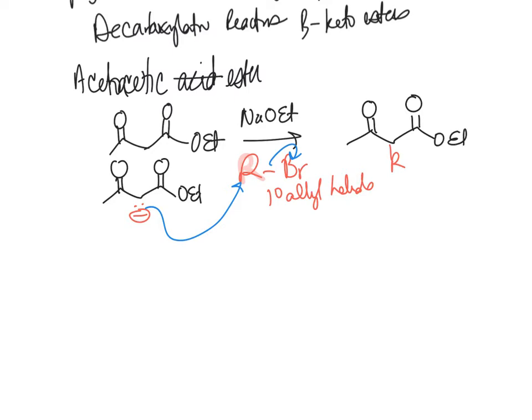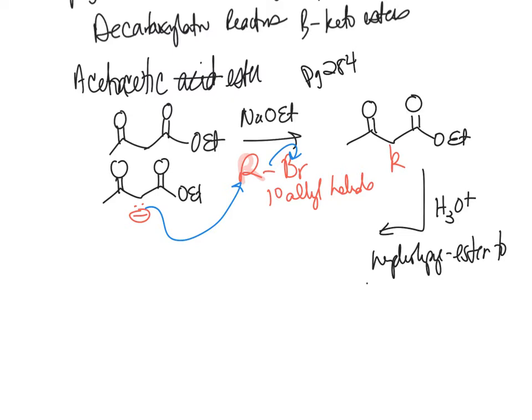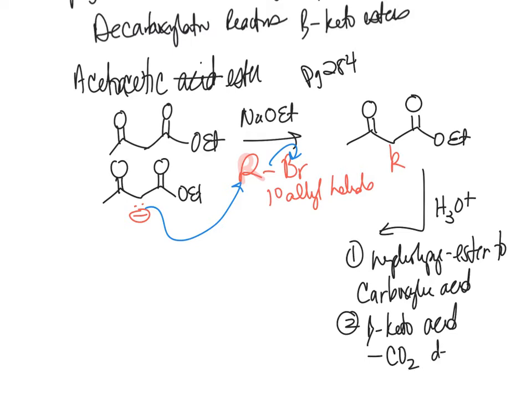Now, what you're going to learn on page 284 is that when you take this and you treat it with acid, you can hydrolyze the ester to the carboxylic acid. And then when you have a beta keto acid, it will undergo decarboxylation. So you're going to lose this whole group here. We're going to see what that looks like. That's the whole point of this.